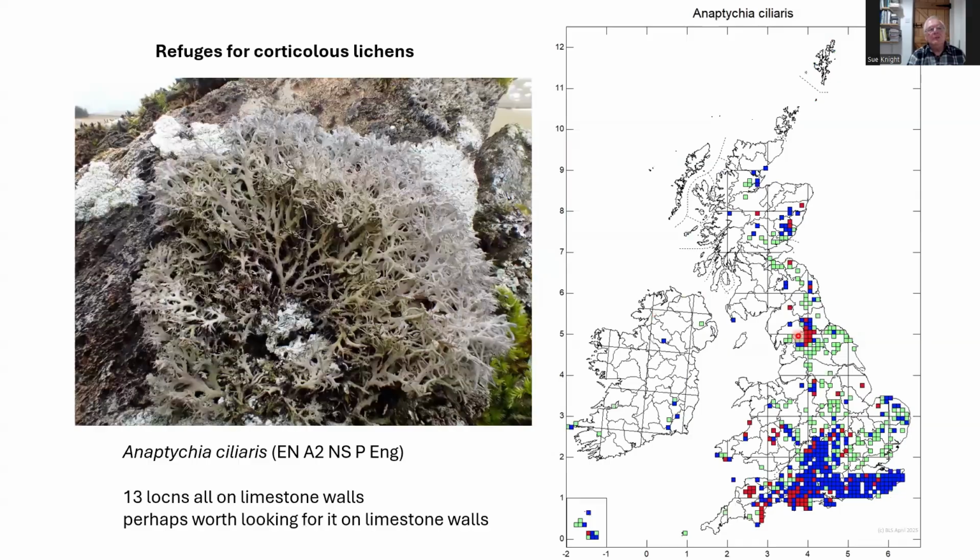Another example of a species that's moved from a tree to the wall is Anaptychia ciliaris, which has a whole range of conservation statuses indicating this is nationally scarce and endangered. But for us, we found it relatively frequently. We found it on 13 locations, all of them on limestone walls. It's not common, but it's certainly much more common than the Bryoria, which is flagged up as of least concern.